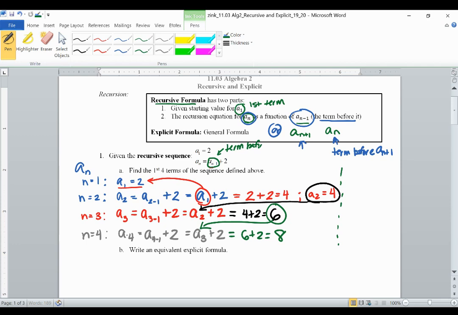The term before a sub n. So if I say, okay, well, a sub 1 is 2. And now I want to find my second term. I'm going to take the term that came before it and add 2. So 2 plus 2 gives me 4.